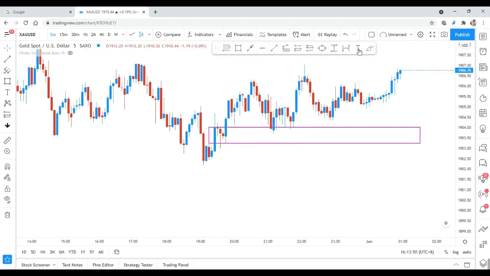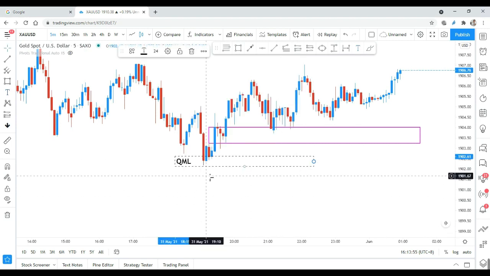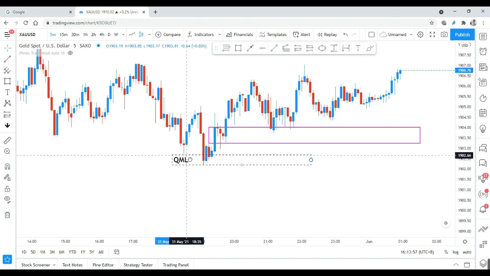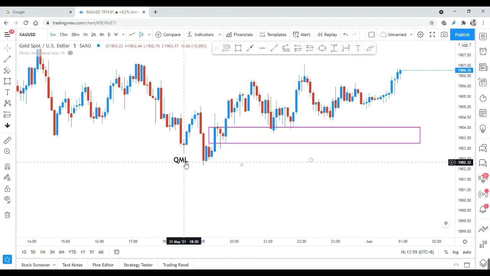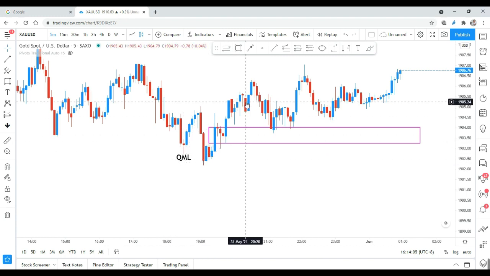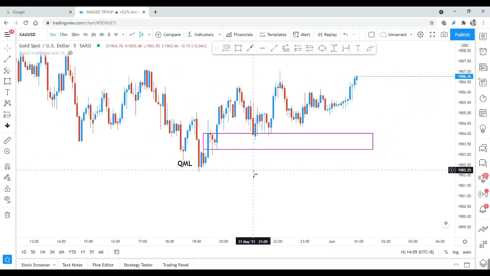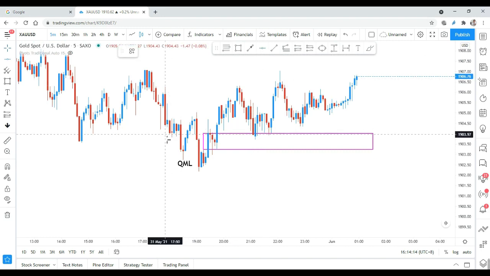I'll be labeling it so it's easier for you guys to see. So this is the QML, right? Is the QML important? QML is just the area that tells you where there is going to be a reversal. All right, in this case, from downtrend to uptrend. Then look for the MPL. MPL is a place where there is a lot of rejection. So this will be your MPL.